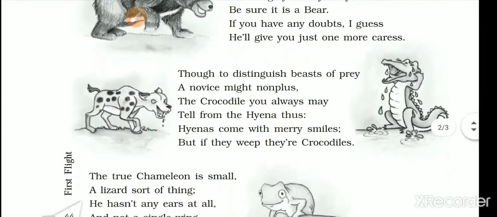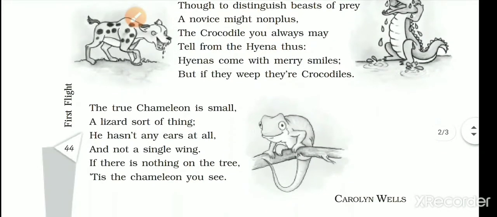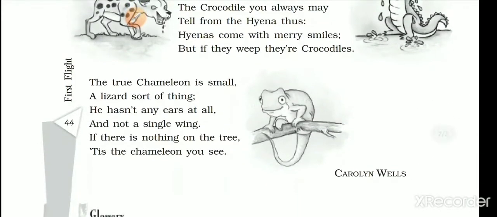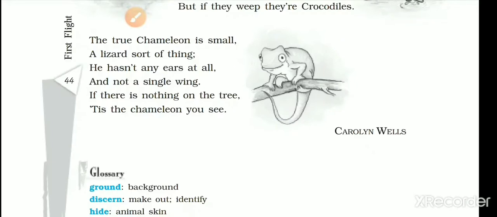Though to distinguish beasts of prey, a novice might nonplus, the crocodile you always may tell from the hyena thus: hyenas come with merry smiles, but if they weep, they are crocodiles. The true chameleon is small, a lizard sort of thing. He hasn't any ears at all and not a single wing. If there is nothing on the tree, it is the chameleon you see.